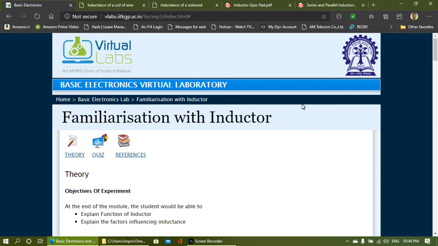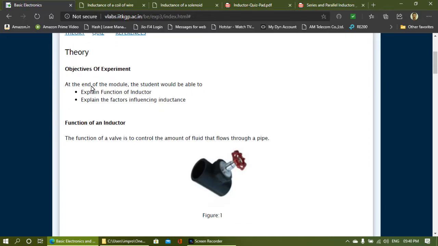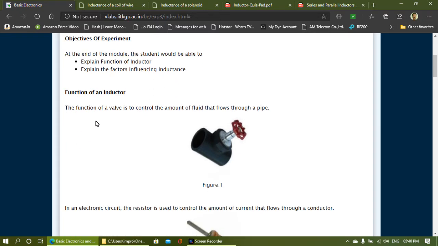Under the theory, the objective of the experiment is to explain the function of the inductor and explain the factors influencing the inductance. Function of an inductor, what is this? Just like the function of a valve is to control the amount of fluid that flows through a pipe.